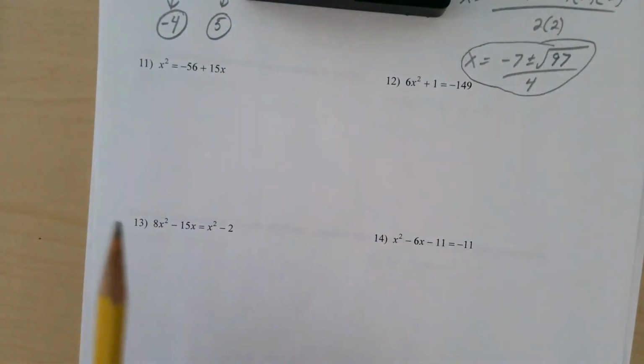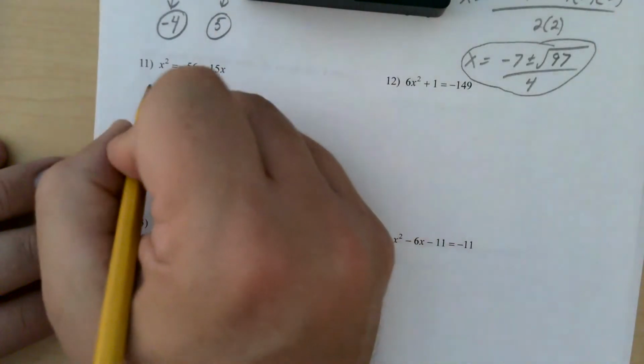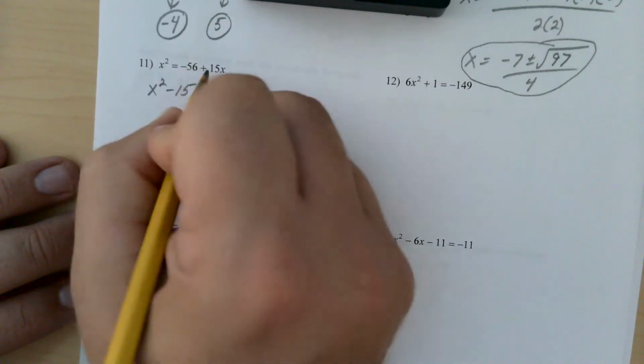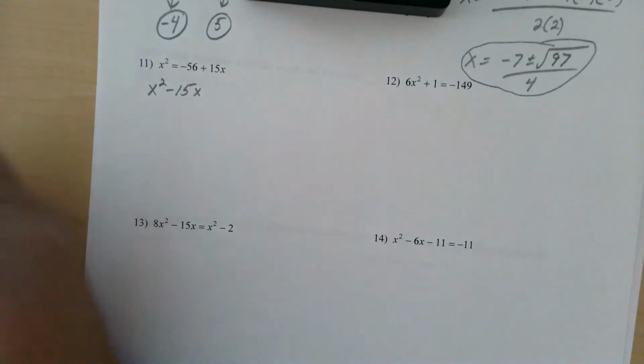Okay? So the next one, number 11, I have x squared minus 15x. I always like keeping this positive. So you say, why don't I just subtract an x squared? I don't like to do these quadratics when a is negative.